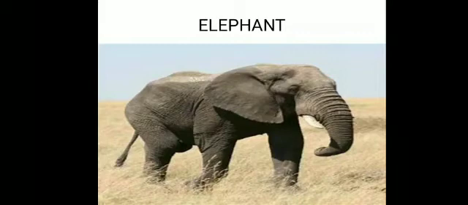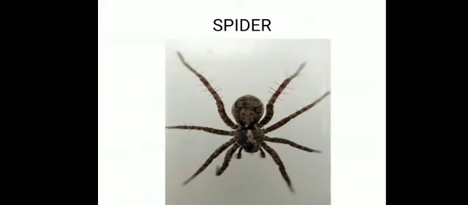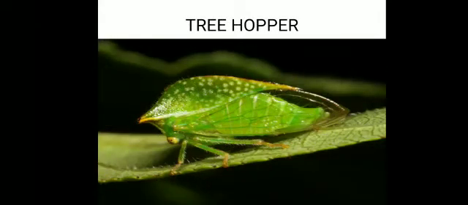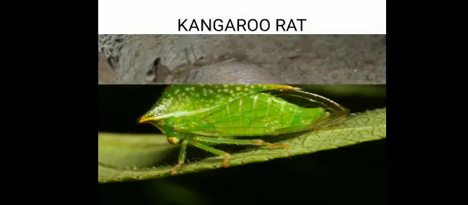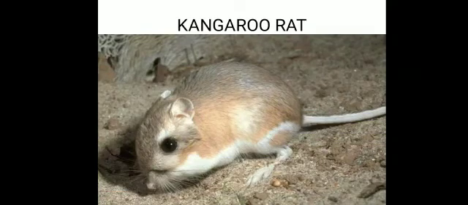Okay, children, can you tell me the name of some other animals that communicate through vibrations? Spider. Spider is another species which can communicate through vibration. It can feel the vibration. Tree hopper. Can you see the tree hopper? That also communicates through vibrations. Kangaroo rat. That is another one which communicates through vibrations.